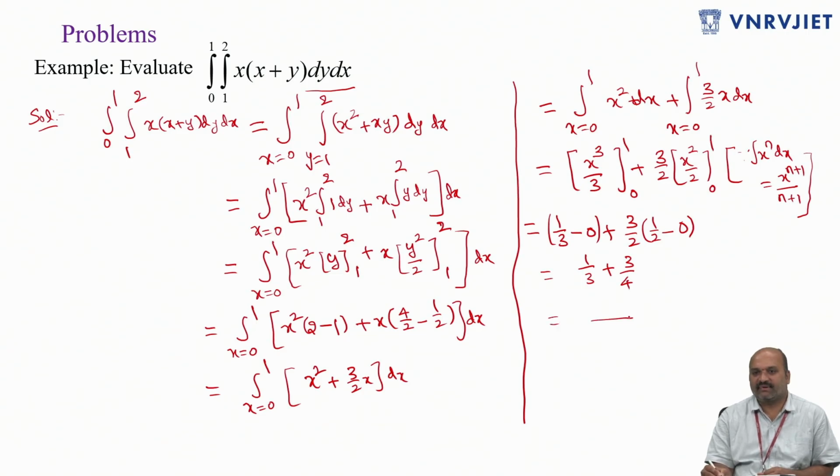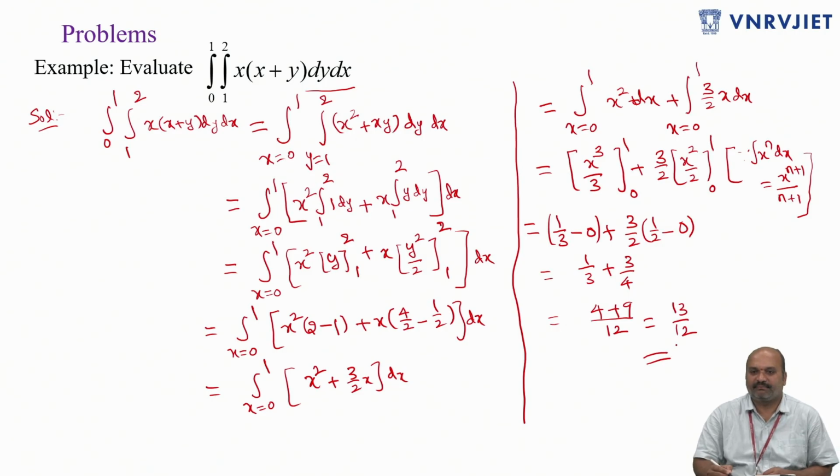Let's take LCM. LCM is 12. So 3 4s are 12, so 1 4s are 4. 4 3s are 12, 3 3s are 9. So it is 9 plus 4, which is 13 divided by 12. So that is the value of the integral.